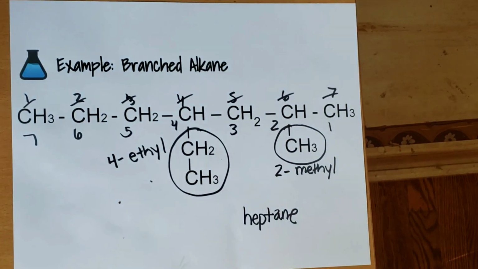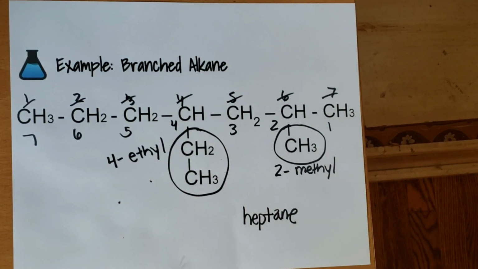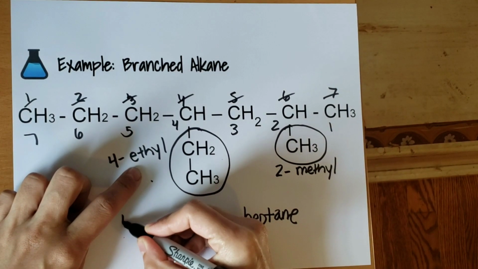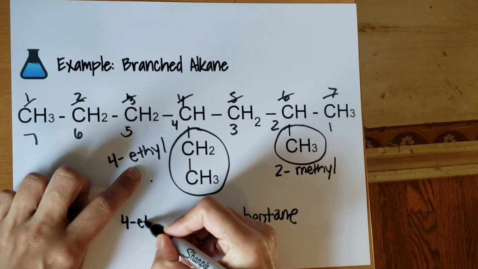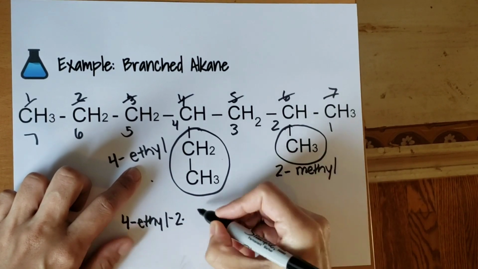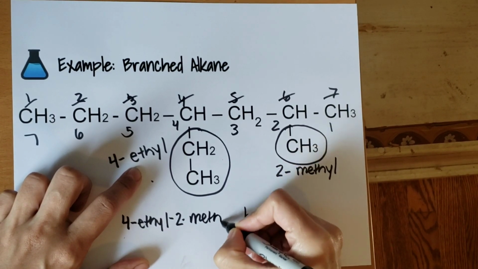And the last step before we include all of this is to alphabetize our branches. So E comes before M. So this is called 4-ethyl-2-methylheptane.